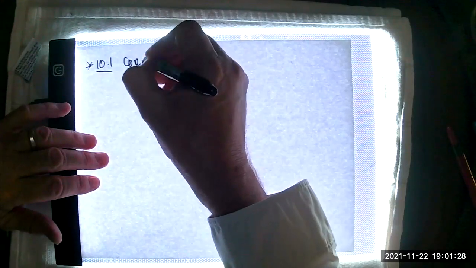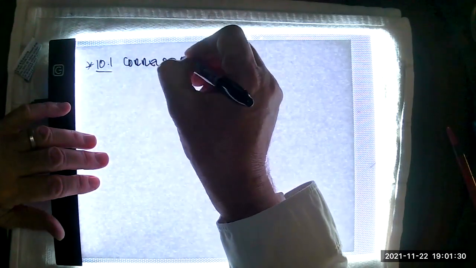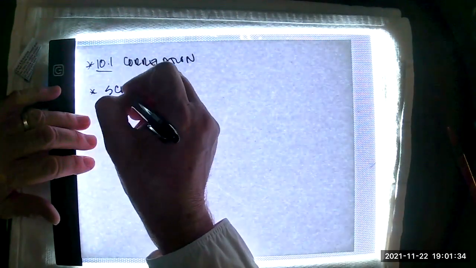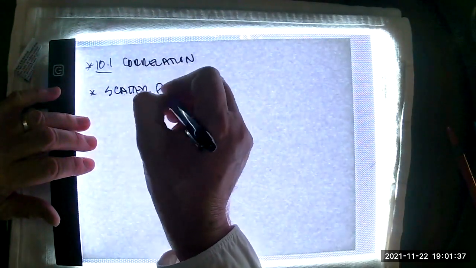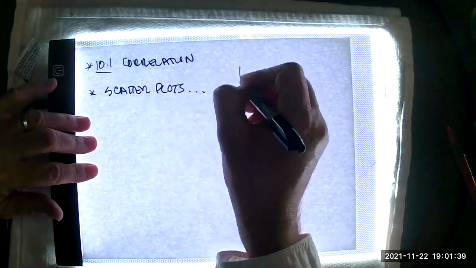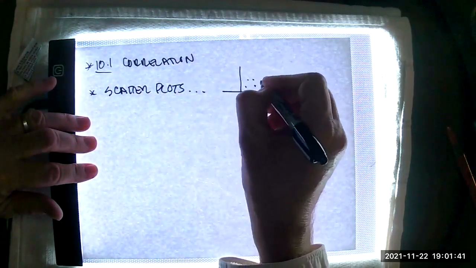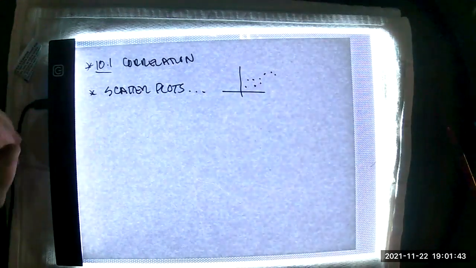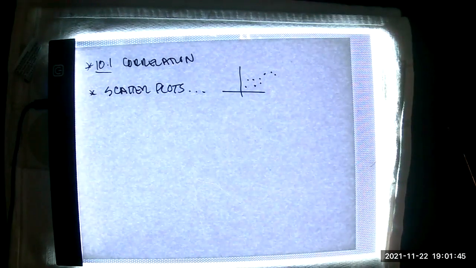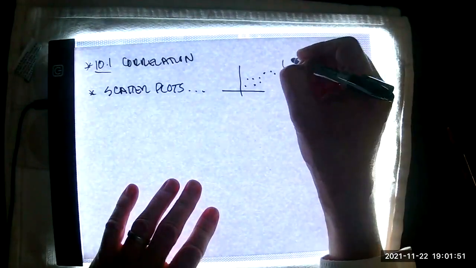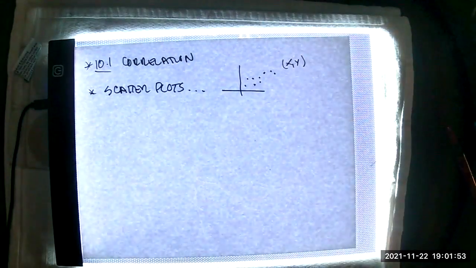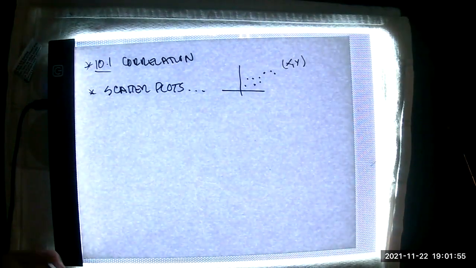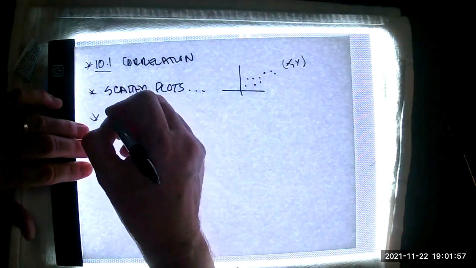10.1, correlation. Scatter plots. I'll ask you to draw a scatter plot, so we can take a look at our bivariate XY data. And then we can test for correlation.